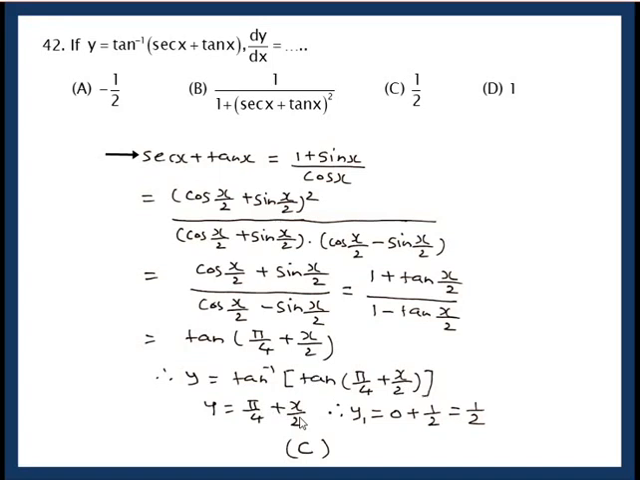What is the derivative? Derivative of pi by 4 is 0. X by 2 is half x. Derivative of x is 1. So the final answer is half, which is given in option C.